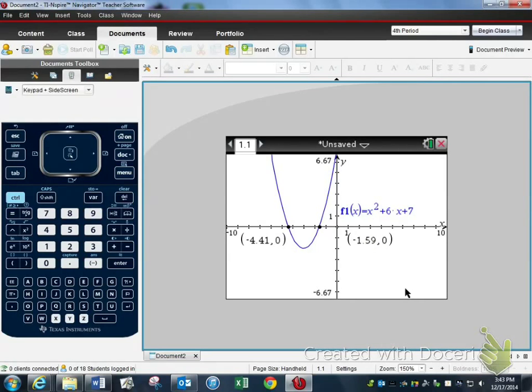And so my two zeros are negative 4.41, 0 and negative 1.59, 0. That's also my two x-intercepts. My solutions, where x equals negative 4.41 and negative 1.59, those are my two solutions. They're also my two roots. So this one function on the calculator tells you all 4 of those.